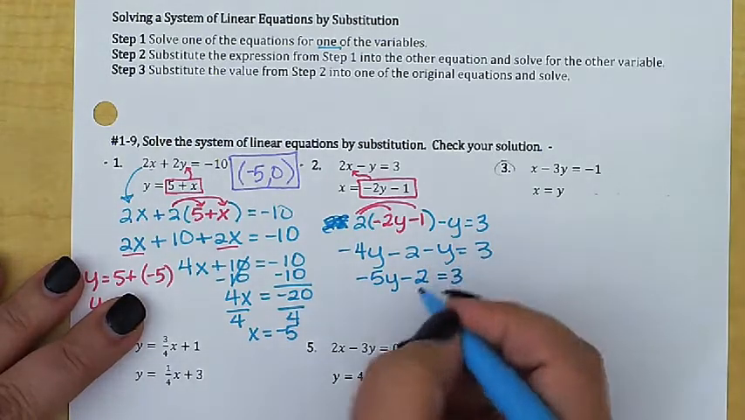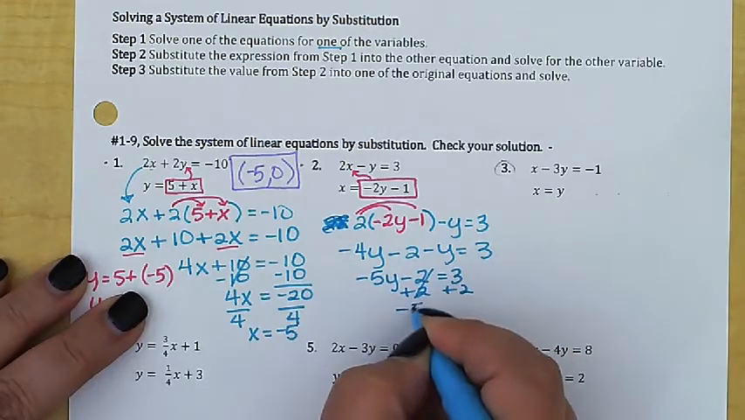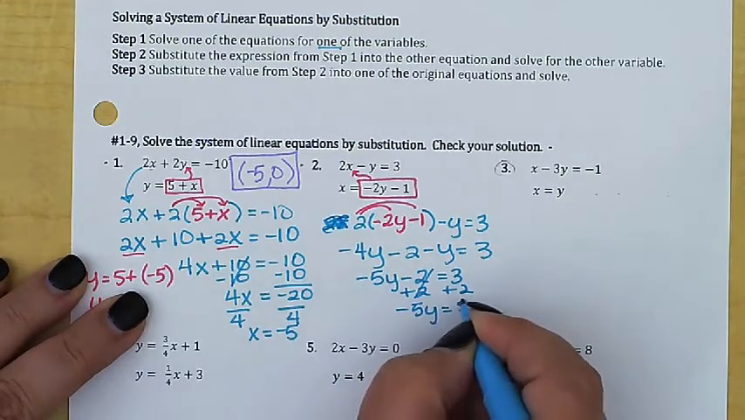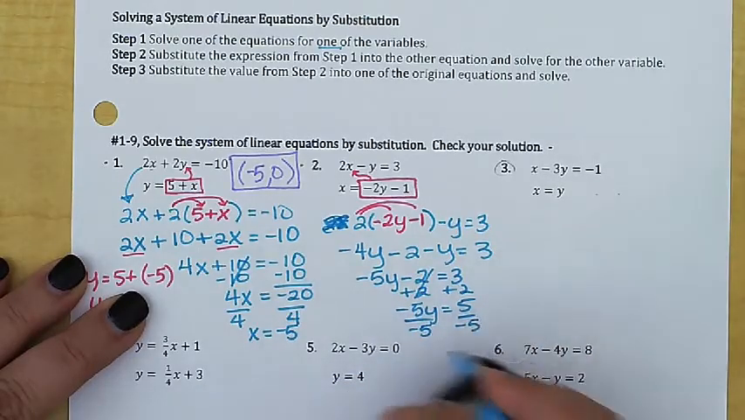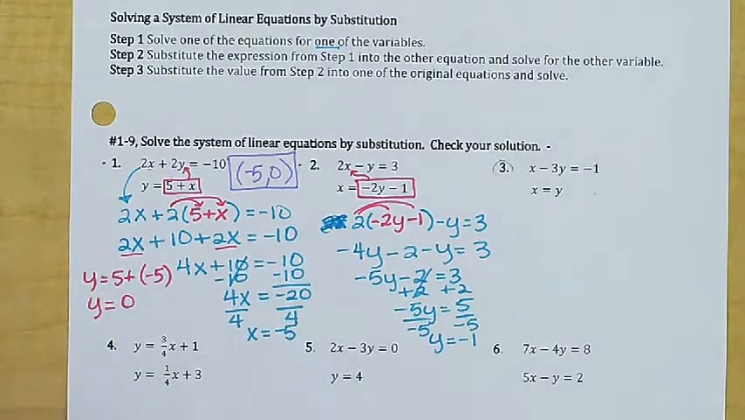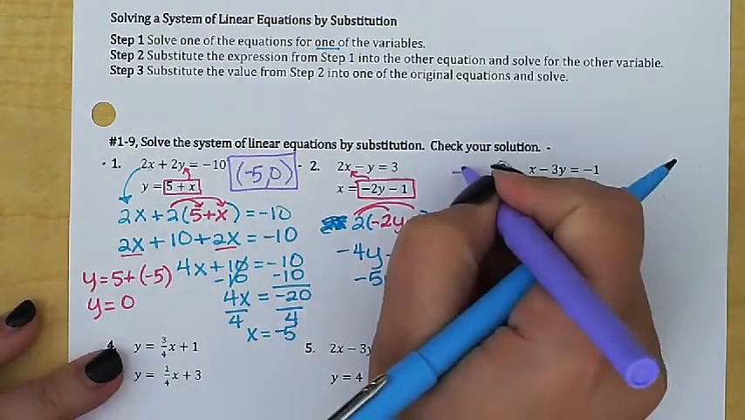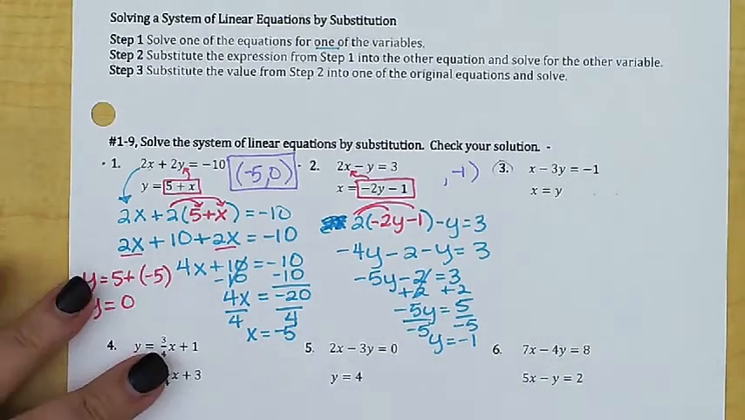After simplifying comes the solving. So let's start to isolate our variable. We'll move the 2 out of the way. That gives me 5 here, and then we'll divide both sides. Turns out that the y coordinate for this problem is negative 1. So this time we found the y first, and that is okay. So y is going to be our y coordinate, and then we'll use that to find x.